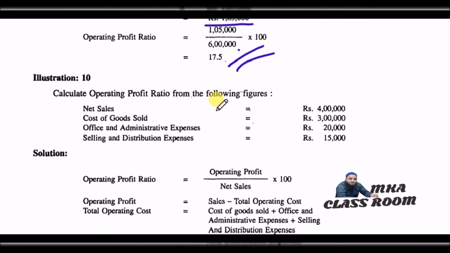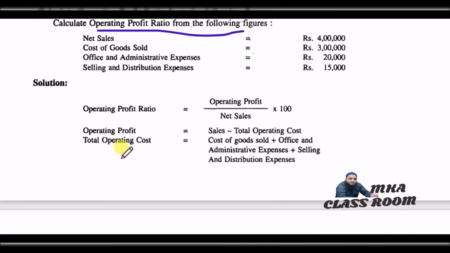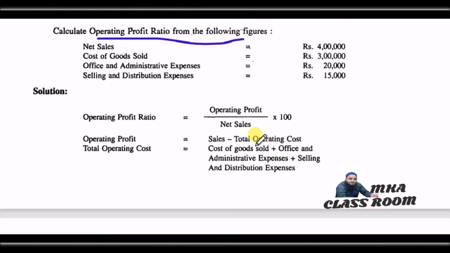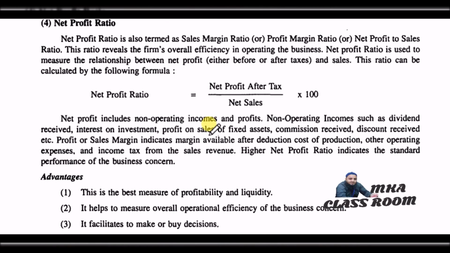Then calculate the operating profit ratio. So here is the operating profit ratio. Then you can easily calculate with this formula. After that we will see the net profit ratio. Net profit ratio is net profit after tax divided by net sales into 100.